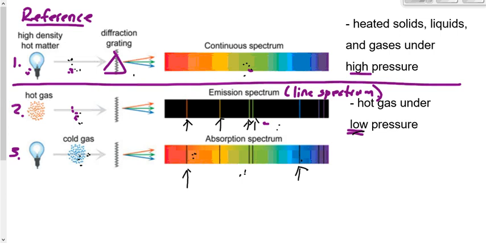This spectrum that we see right here, whether it's emission or absorption, is unique to whatever gas this is. In other words, we can use this spectrum to effectively fingerprint the gas. We can identify the gas based on its spectrum.